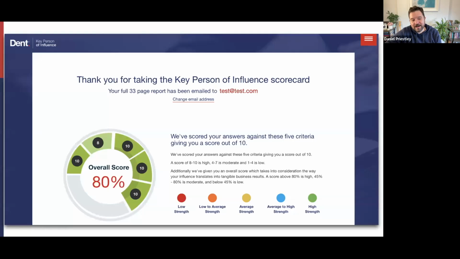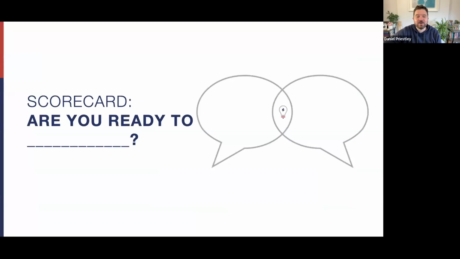So I want you to think about having a readiness scorecard. Are you ready to blank? Are you ready to have a high-performing team? Are you ready to run a marathon? Are you ready to start dating? Are you ready to have a better relationship? Are you ready to increase your levels of energy and health? So whatever you want to do, an are-you-ready scorecard is super, super powerful.